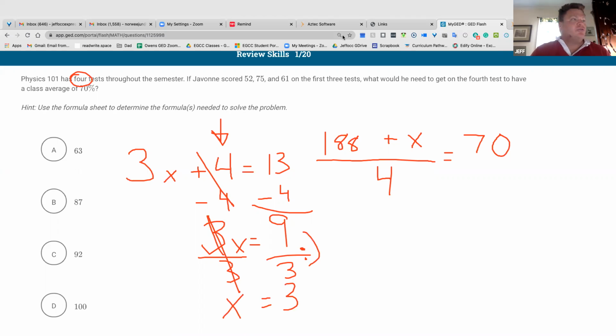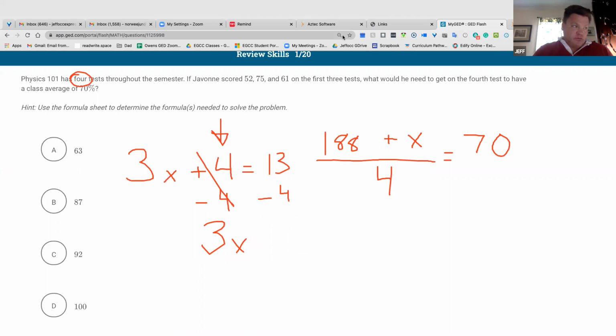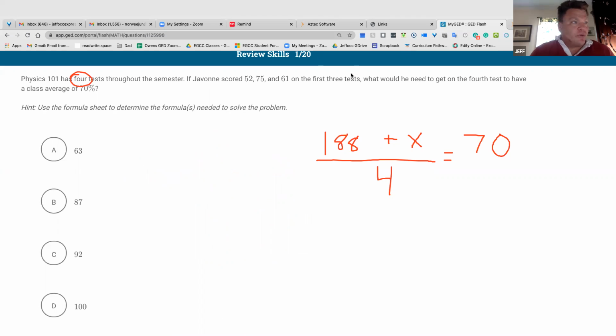That's normal 2-step algebra. We got to do 2 steps also. We got to do them in a little bit backwards order. First thing, we want to get the x alone. We want to get this thing all by itself. Figure out what that score is. We got to get rid of the 188 and the 4. What we're going to get rid of first is the 4.